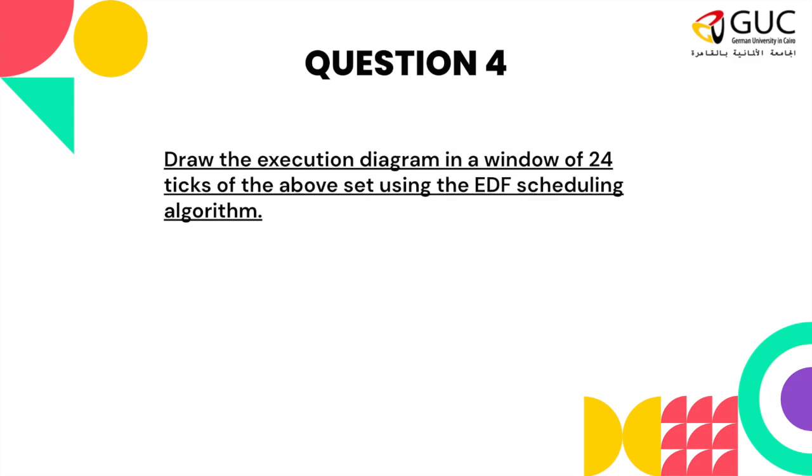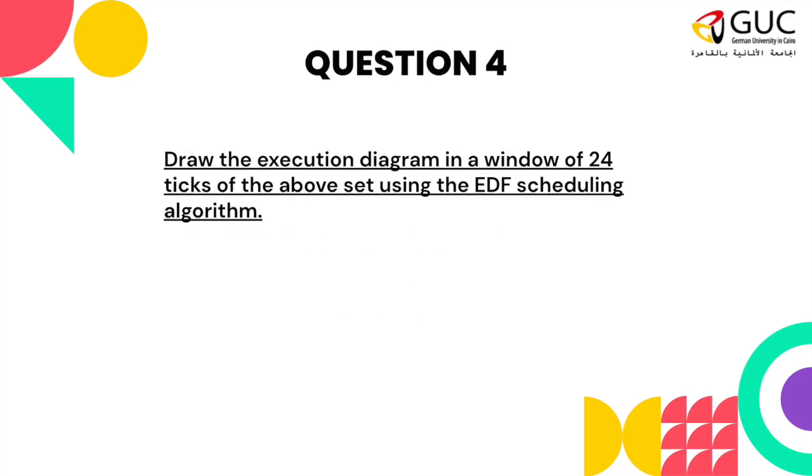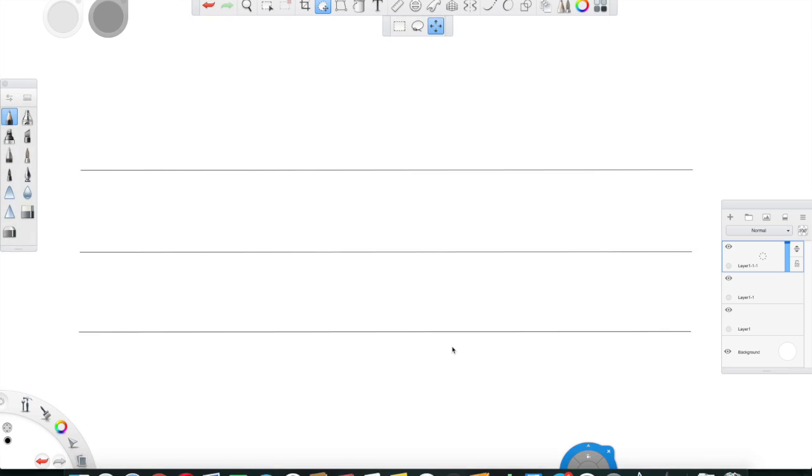The second question: draw the execution diagram in a window of 24 clock ticks of the above set using the EDF scheduling algorithm. So now we want to draw the execution diagram of our three tasks. If we go back, we will find out that we have three tasks, task 1, task 2, and task 3. We have their periods and we have their execution time. We will need this info to draw the execution diagram.